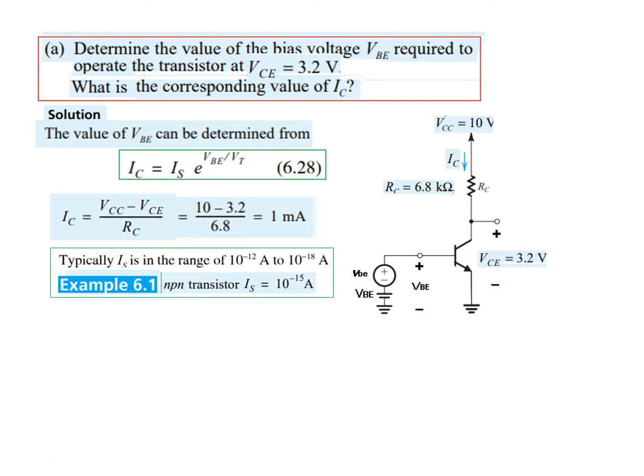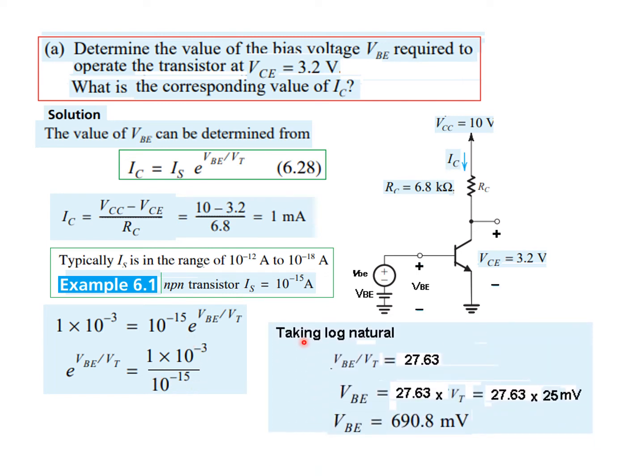Now, typically IS is in the range of 10 raised to the power minus 12 to 10 raised to the power minus 18 ampere. But in example 6.1, it has been specified that for the NPN transistor IS is 10 raised to the power minus 15 ampere. So we'll be using this value here. So current was 1 milliampere, IS is 10 raised to the power minus 15. So from here we can get this relation, e raised to VBE over VT is equal to this.